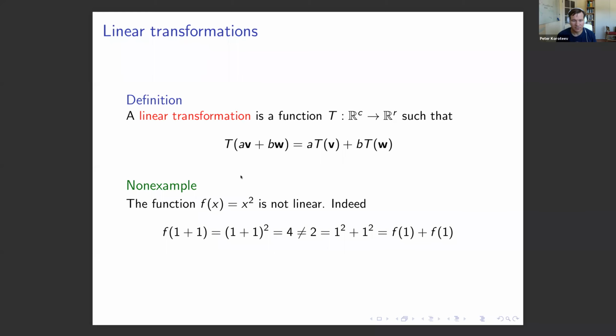And we see that the function is nonlinear. So (1 plus 1) squared is equal to 4, which is not equal to 1 squared plus 1 squared.